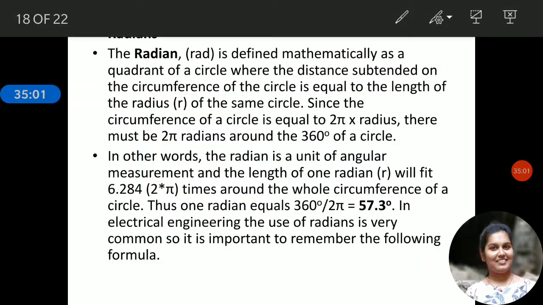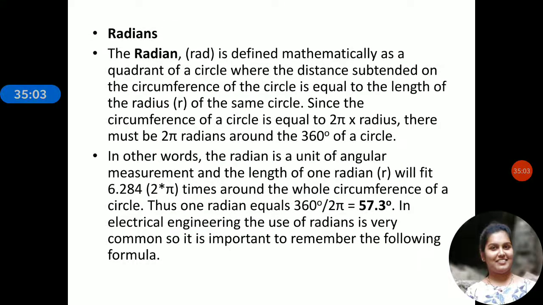And next we'll see what is meant by radian. Radian is defined mathematically as the angle subtended at the center of a circle where the distance along the circumference is equal to the length of the radius r of the same circle. Since the circumference of the circle is equal to 2 pi times the radius, there must be 2 pi radians around the 360 degrees of a circle.